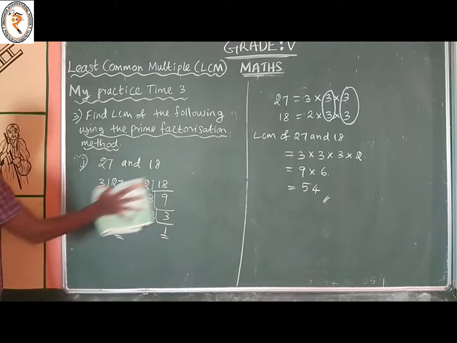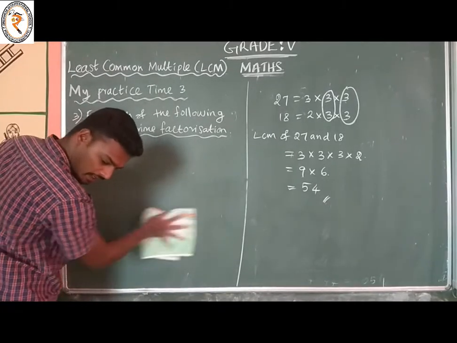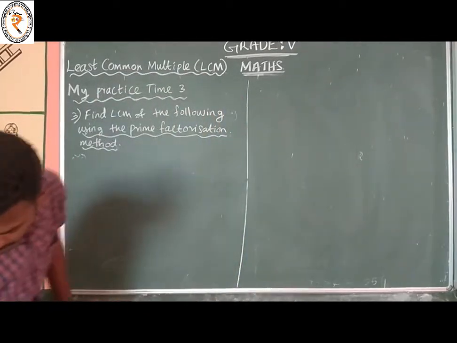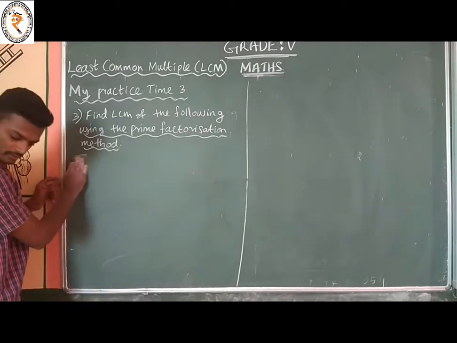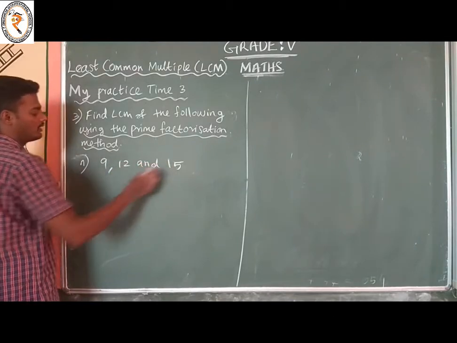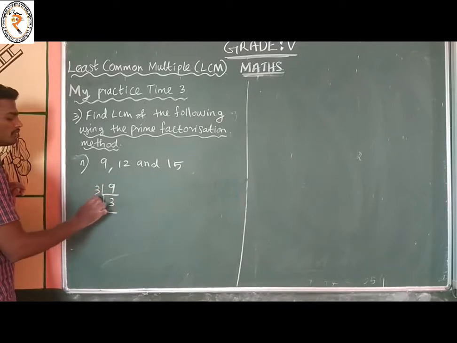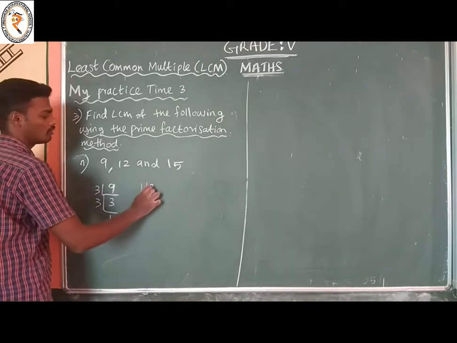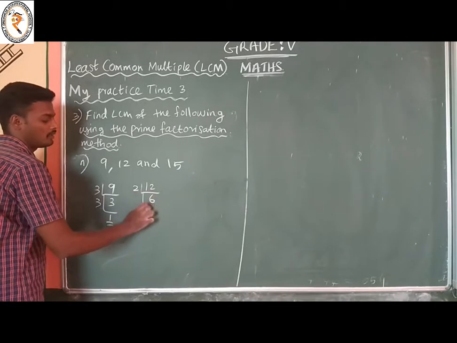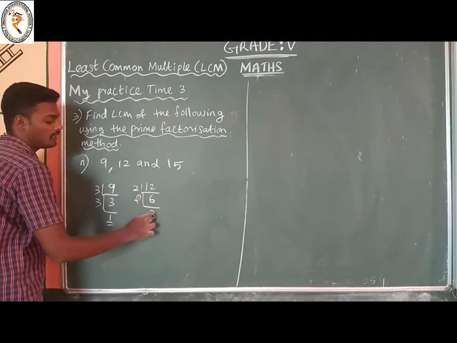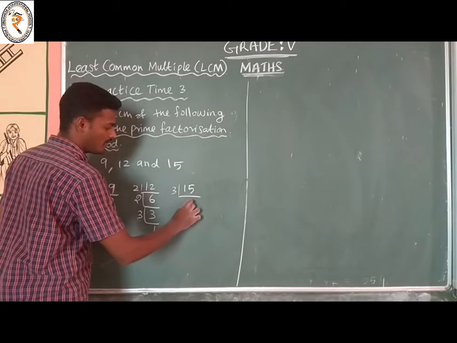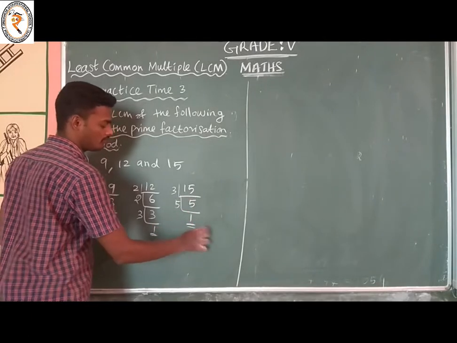Next three numbers: 9, 12 and 15. Question number N, 9, 12 and 15. 9 comes in third table 3 times, 3 comes in third table 1 times. 12 is an even number in second table, 6 times, and 6 is an even number in second table 3 times. 3 is an odd number in third table 1 times. 15 comes in third table 5 times, and 5 comes in fifth table 1 times.